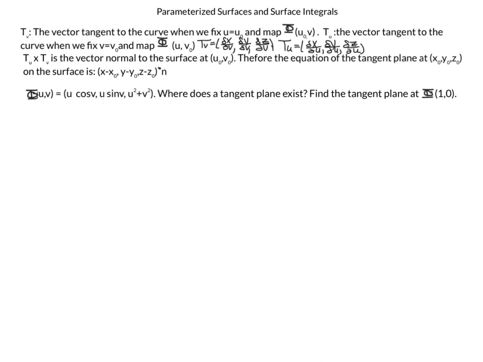My first example is, if I have phi equal to u cosine v, u sine v, u squared plus v squared, where does the tangent plane exist? And find the tangent plane at phi(1, 0).